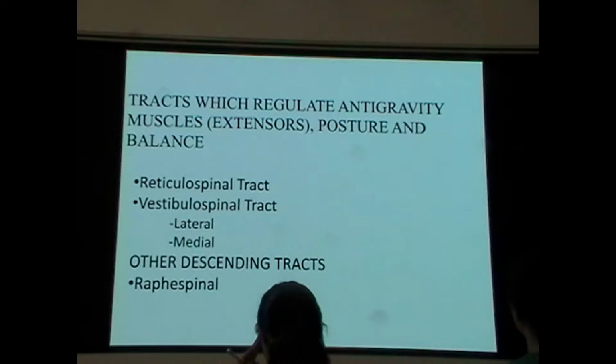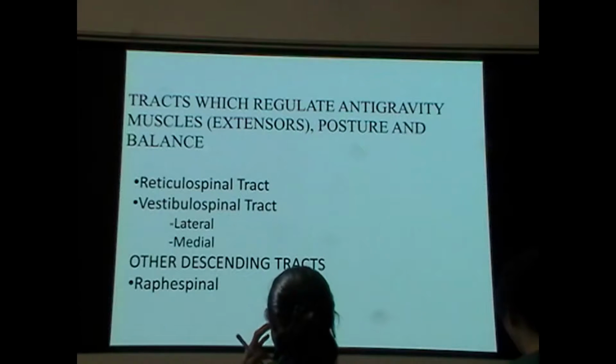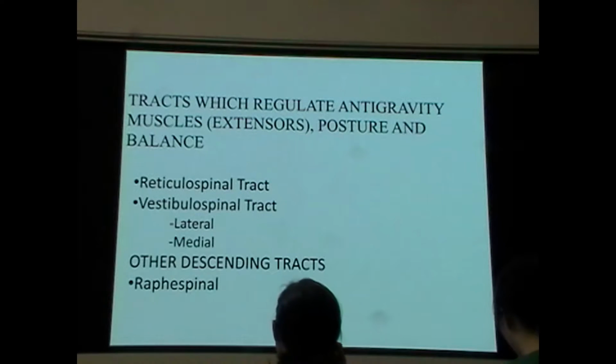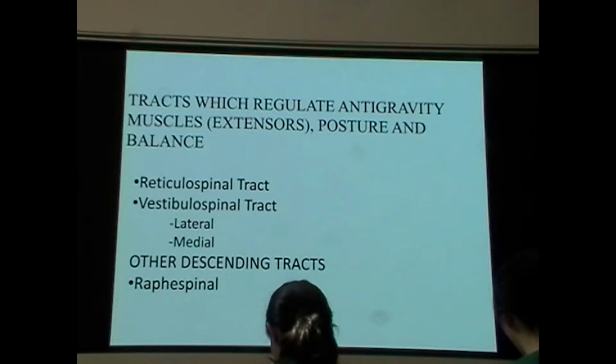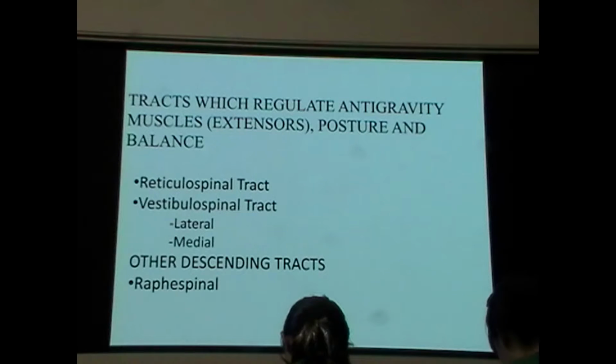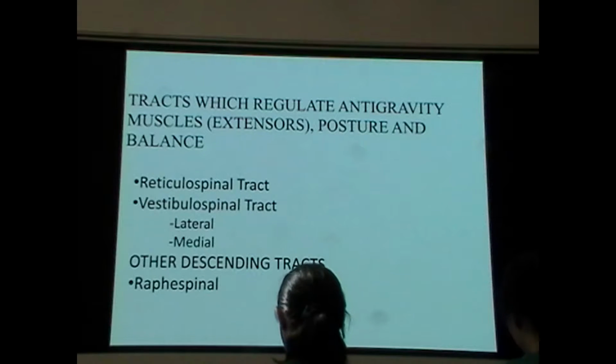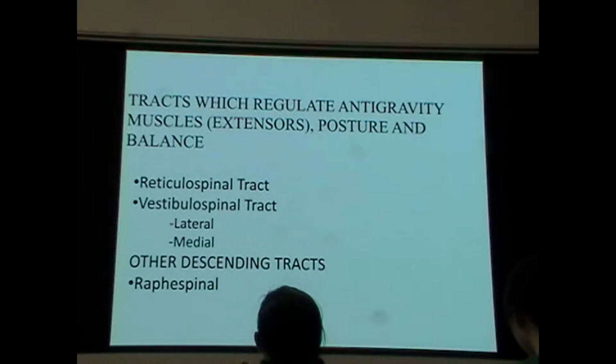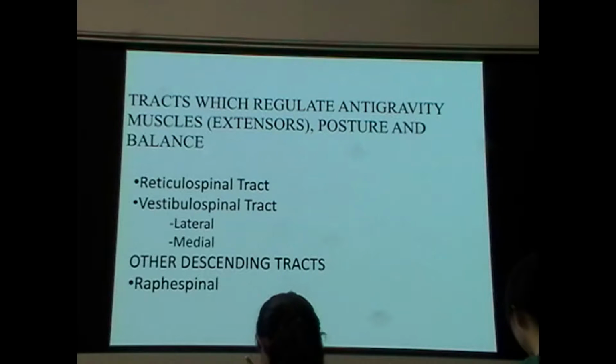Okay, tracts which regulate anti-gravity muscles. Anti-gravity muscles are the things that help hold us up within the confines of these gravitational force fields that we live in, to either sit up or stand up. The muscles that we use to do this are muscles like keeping the head erect, keeping the back erect, keeping our lower extremity areas erect. These are what we refer to as extensor musculature. In the back, we call them the erector spinae. It's the muscles that help to extend the spine.